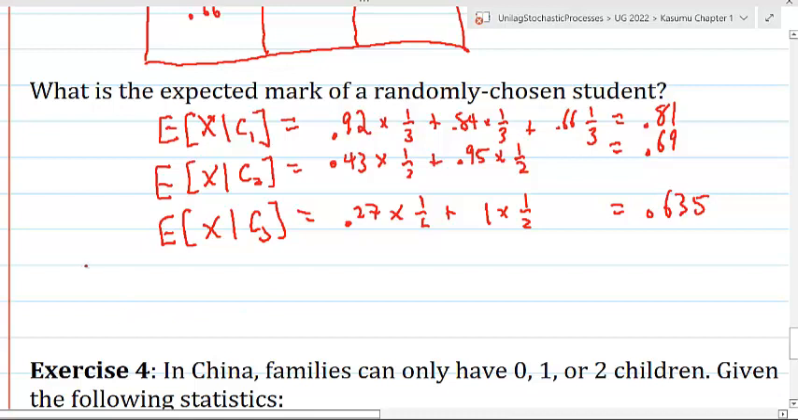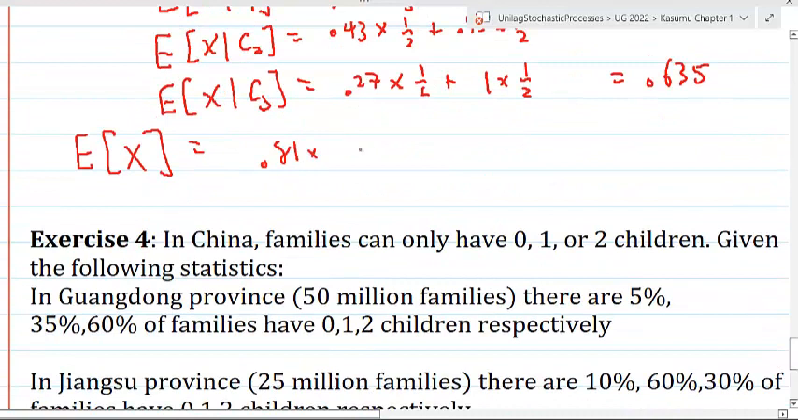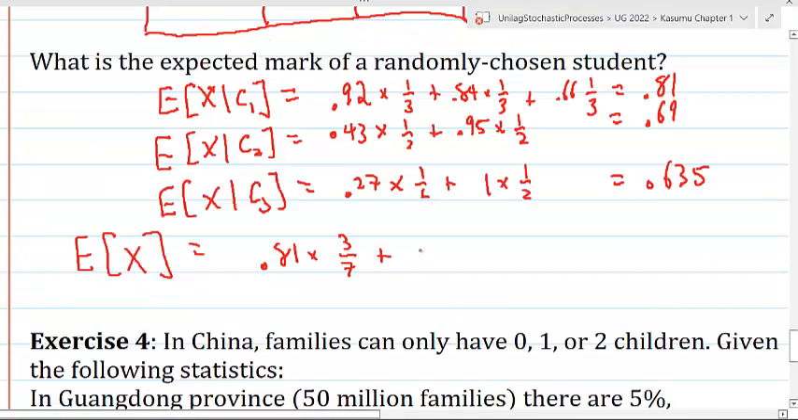So finally, to get the expectation of x, I can write this as my first expectation, 0.81, times the probability of the first class. The probability of the first class is 3 out of 7, plus the second conditional expectation, which is 0.69, times the probability of the second class, plus the third conditional expectation, which is 0.635, times the probability of the third class. And you can get this result.